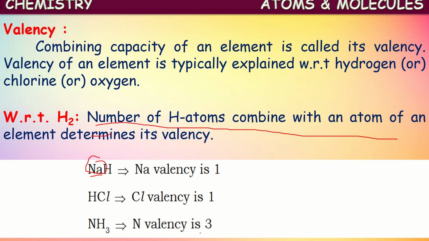What number of hydrogens combines with the atom of a particular element determines the valency of that element. In NH3, the nitrogen atom combines with 3 atoms of hydrogen. So the valency of nitrogen is how much? 3. So the combining capacity of an element is explained with respect to hydrogen. With what number of hydrogens it is combining determines its valency.